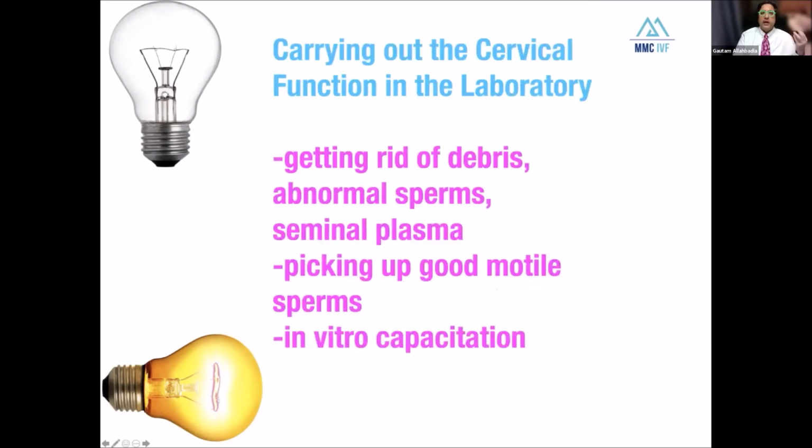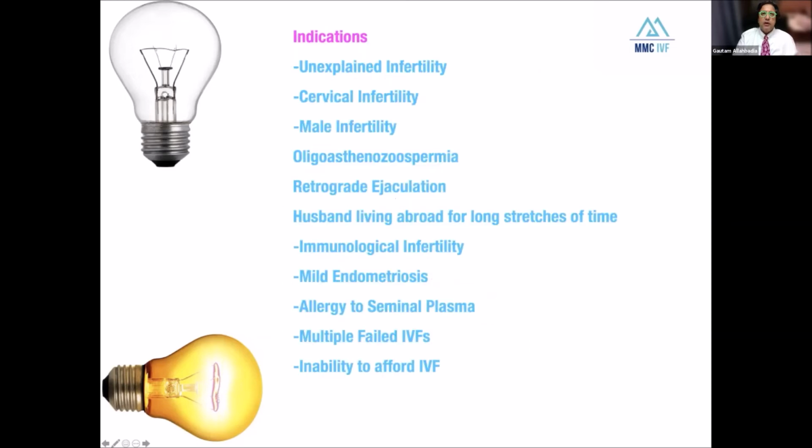So we mimic the function of the cervix in the lab. We get rid of debris, abnormal sperm, seminal plasma. Out of the good, bad, and ugly sperms, we pick up only the good motile sperms. In vitro means outside the body. In the laboratory, using some culture medium and chemicals, we do an in vitro capacitation of the sperms, making them imminently fertilizable.